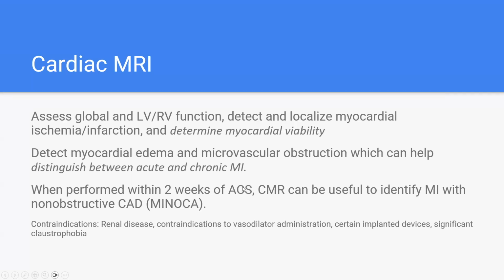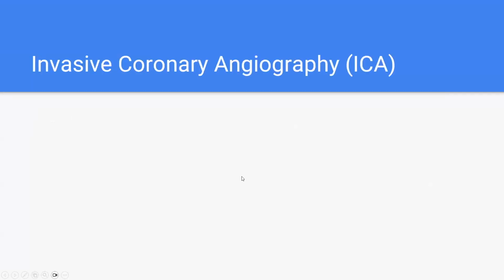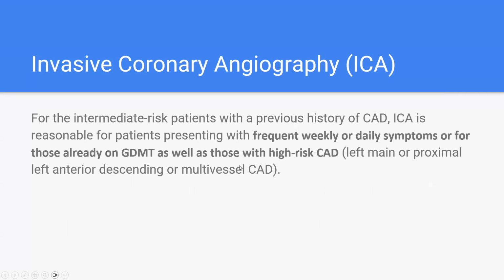Contraindications are the ones for MRI. All right, then of course, cathing them, coronary angiography. For intermediate risk patients, this is from the guidelines, with a previous history of CAD and frequent symptoms, and you've already added them on GDT, they say it's reasonable to take these people for cath. So I feel like that's a good bit of our patient population, frequent flyers coming in with chest pain that haven't been cathed recently. It's reasonable to cath them.